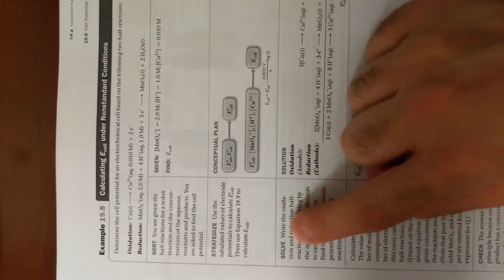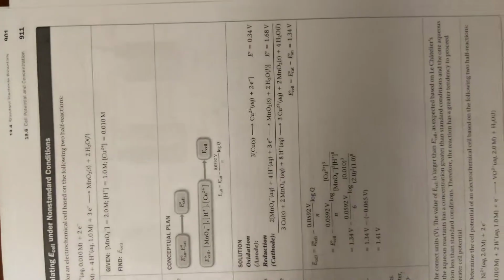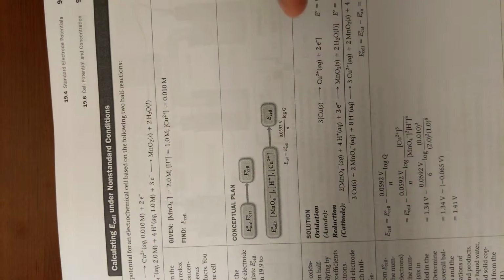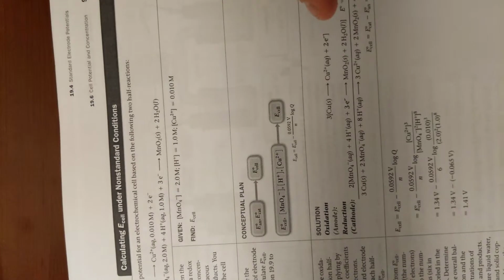Okay, so what does this mean? It means I have to balance the half reactions. So up here I have copper 2+ and 2 electrons, permanganate, and 3 electrons. Okay. Now, what did they do here? How did I go from here to here?